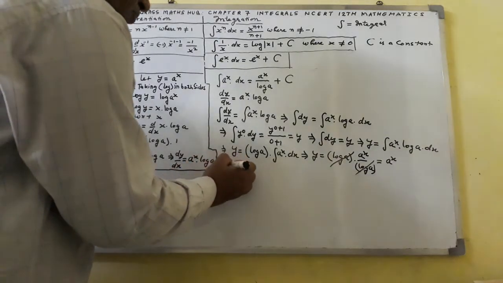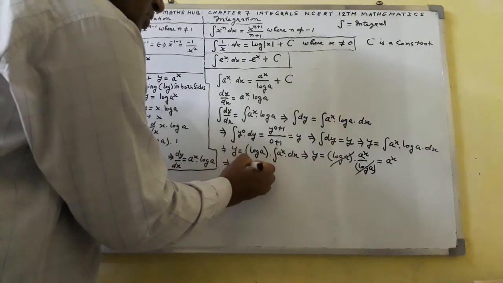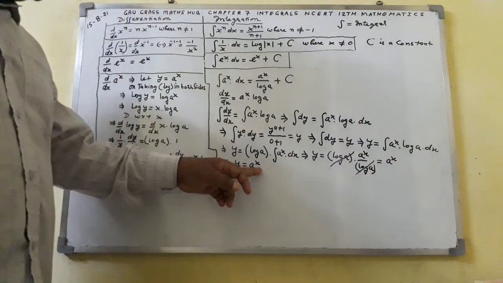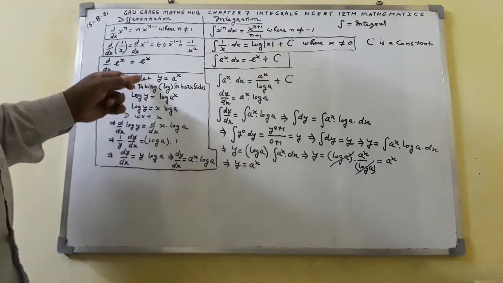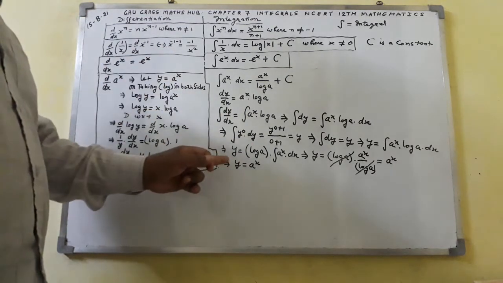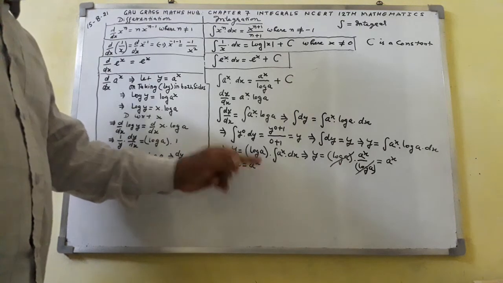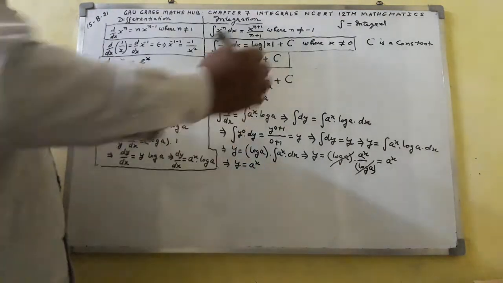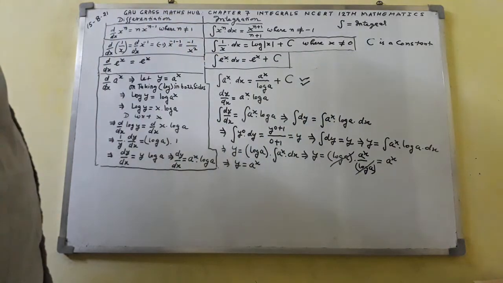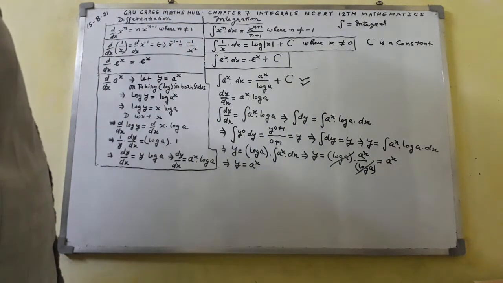We have got y equals a raised to the power x. Here I had let y equal a raised to the power x, and the same thing we have got: y equals a power x. This means that this formula is valid. This is the proving of some basic formulas.